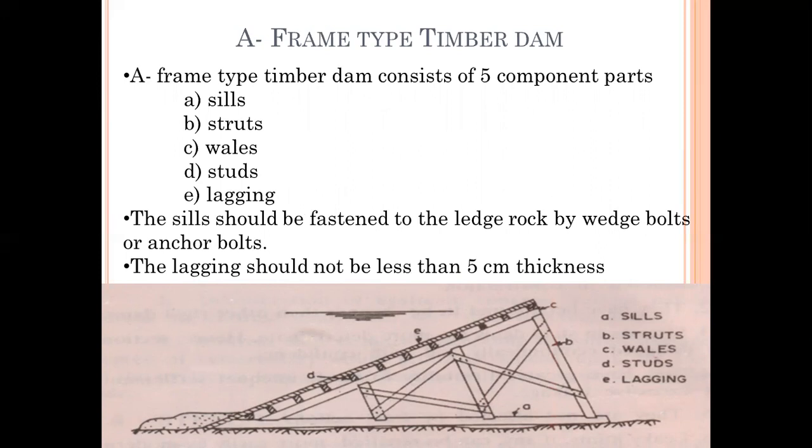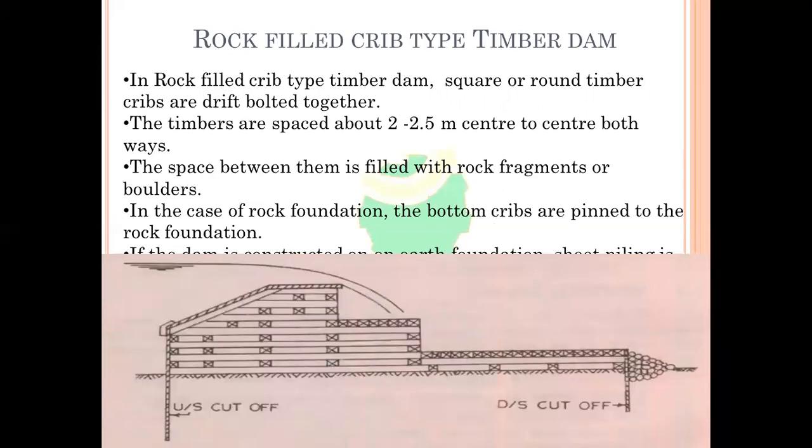The sills should be fastened to the wedge rock by wedge bolts or anchor bolts. The lagging should not be less than 5 centimeters thickness. So this is the design of the A-frame type timber dam. Next, the rock-filled crib type timber dam.